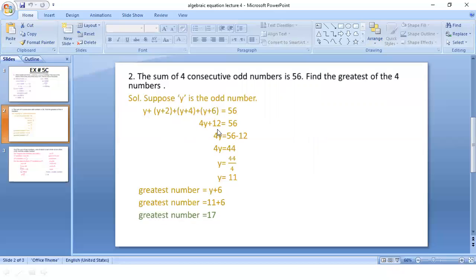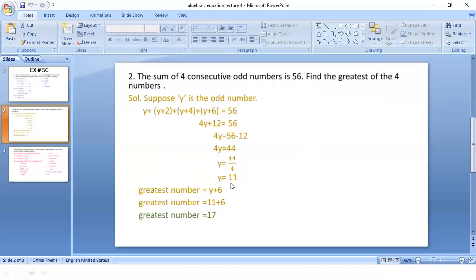What happened in the next step? I have shifted the plus 12 to the right hand side of the equals to, and this is in minus sign now. 56 minus 12 is 44. And if you see the left hand side of the equals to, this is 4 is multiplying with y, and in the next step this 4 will be in division, और ये यहाँ पे division में आपको नजर आ रहा है. So 44 divided by 4 is equals to 11. So this is not the answer. This is actually the value of y, which is 11.